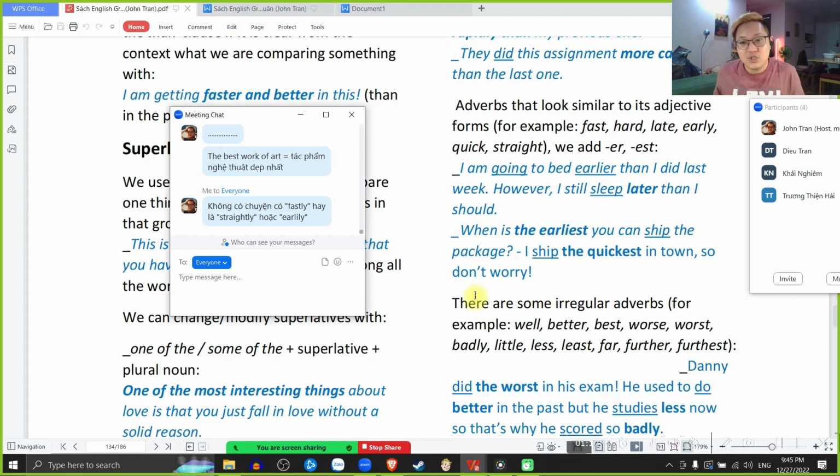Có một số cái trạng từ bất quy tắc nữa nha. Ví dụ well, better, best, worse, and worst. Badly, little, less, least, far, further, furthest. Okay.